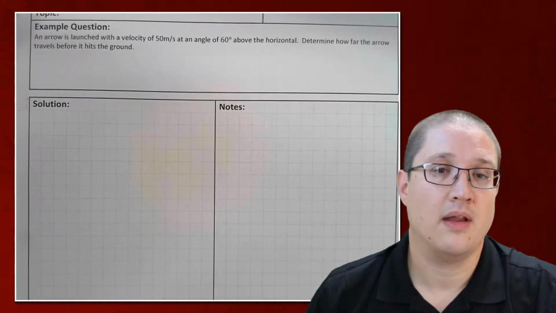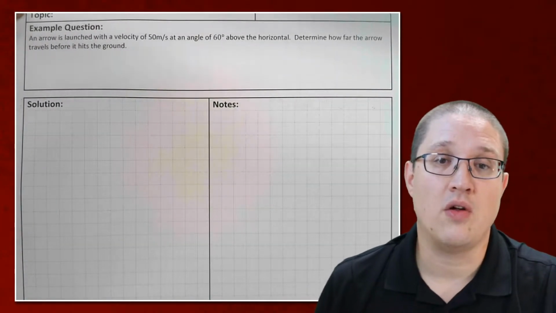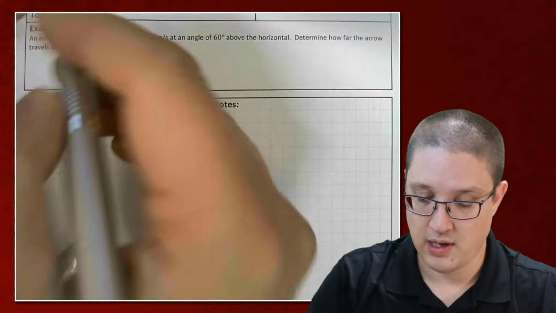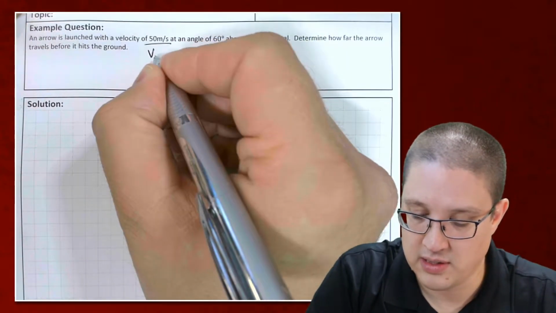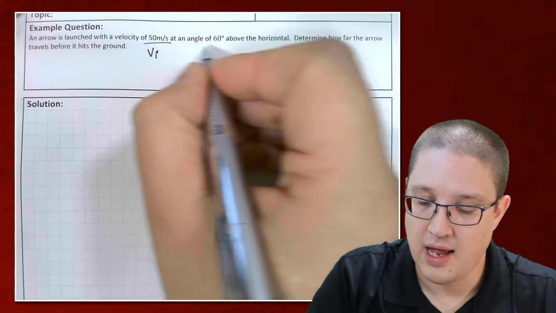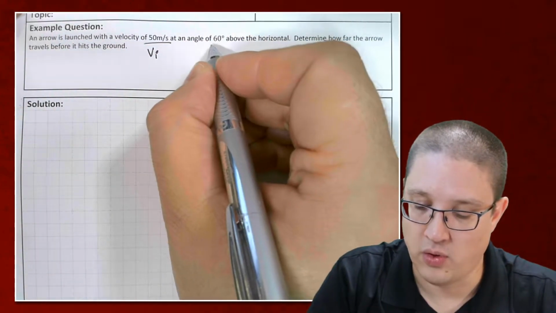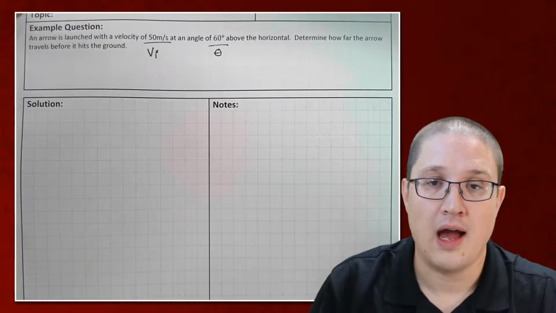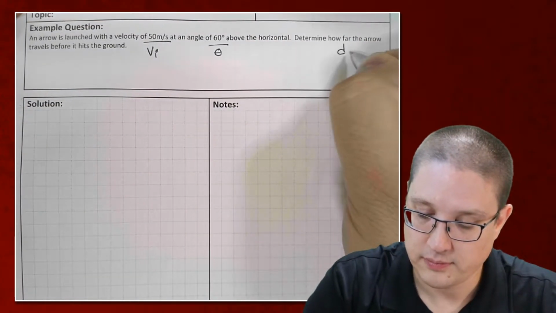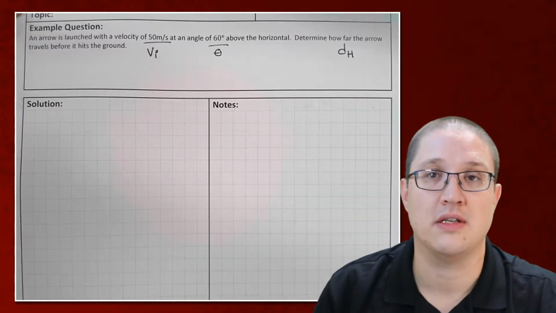Here's our example. Let's solve this, and then after we're done solving it, take it apart and see what we did. So an arrow is launched with a velocity of 50 meters per second. So this is our initial velocity at an angle of 60 degrees above the horizontal. So this here is a theta, an angle. How far does it go? We're looking for a horizontal distance.